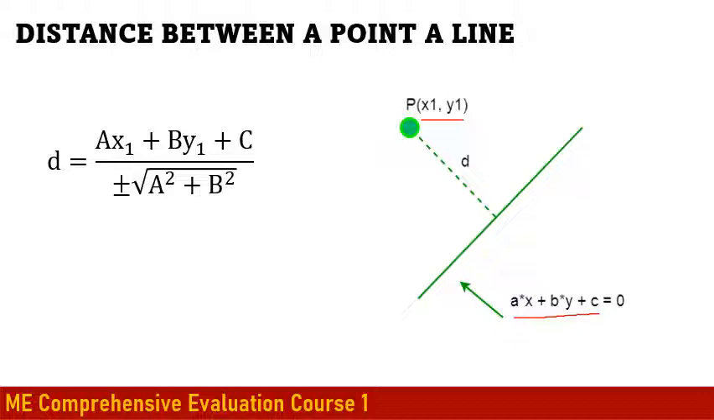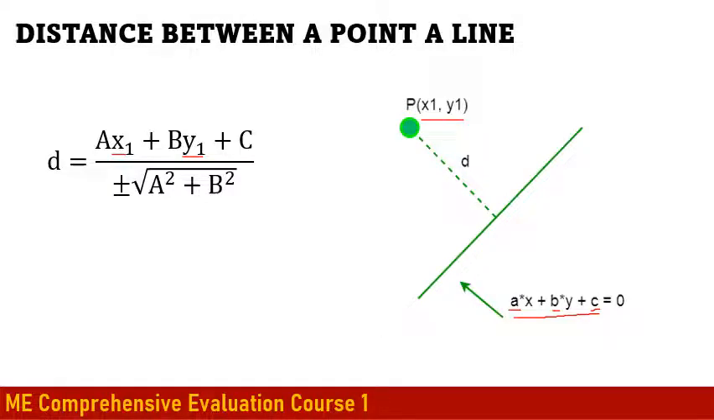The values of a, b, and c are the coefficients of the given line. Take note that we have to include the sign. If it is a negative value, then we will have to use the negative value in the equation. For x1, we will use the x value of the given point, and for y1, the y value of the given point also.